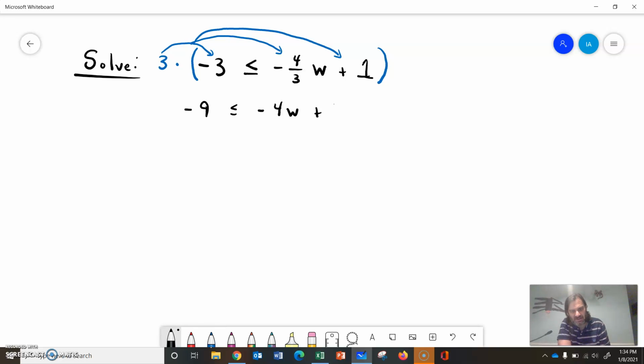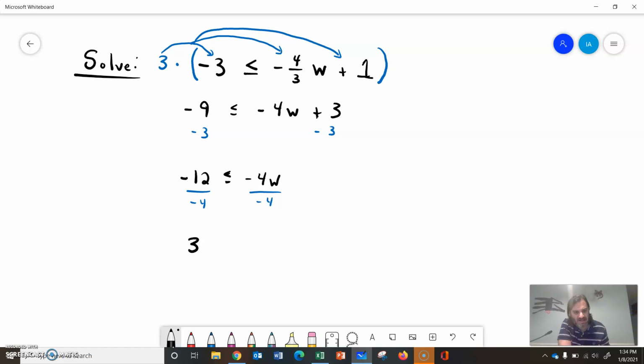Now you have some different options of how you could tackle this, but that gets rid of the fractions very quickly. Okay, so now we have -9 less than or equal to -4w plus 3. So now we're going to get our common terms on one side. So we can subtract 3 from both sides, and we will have -12 less than or equal to -4w. And then we're going to divide out the -4 to get w completely by itself. So -12 divided by -4 is a +3.